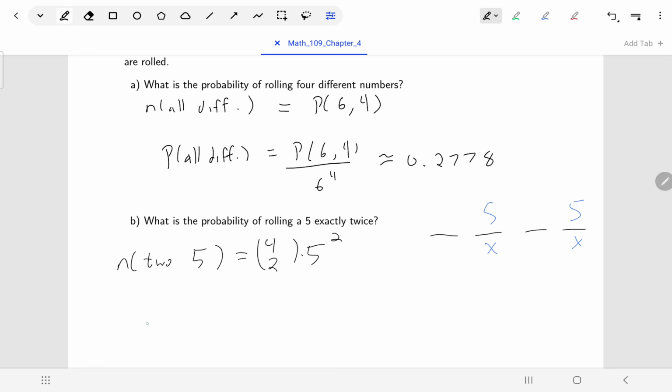So that means the probability of us rolling exactly 2 5s should be 4C2 times 5 squared over 6 to the power of 4, which is about 0.1157.